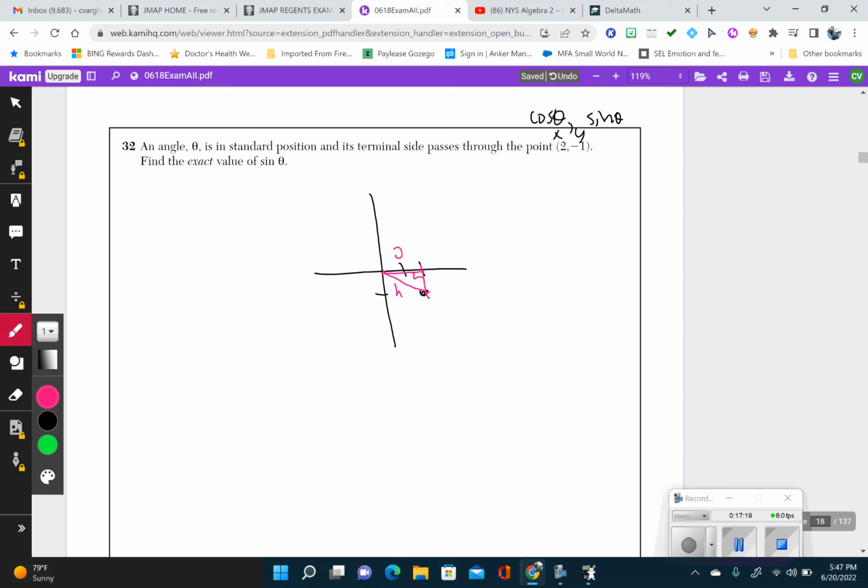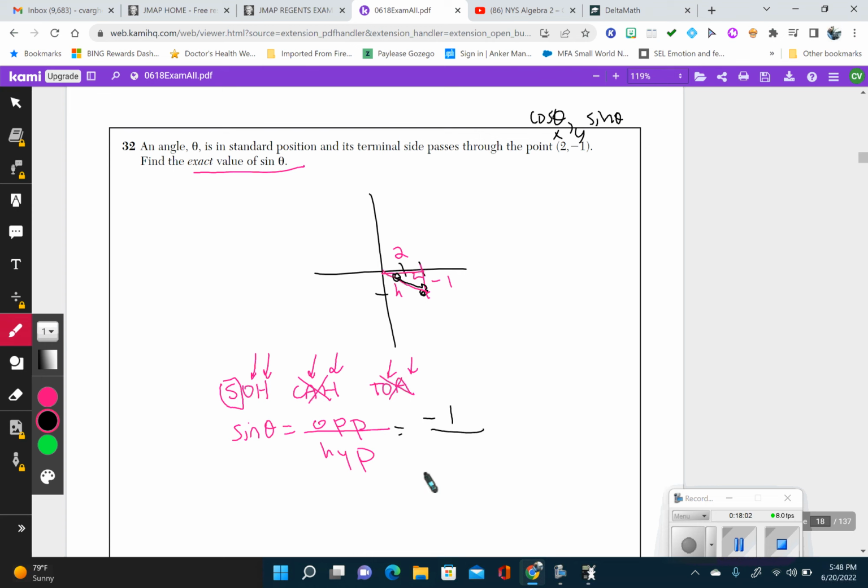We know that the x is 2, the y is -1, and they want us to find the exact value of sine of theta. So SOH CAH TOA is important for us to know. S is sine, so sine of theta is equal to opposite over hypotenuse. We don't need to worry about the CAH and the TOA. So we're going to look for our angle. Our angle is right here. I'm going to look opposite it, and that number is -1, so the -1 is going to go on the top.